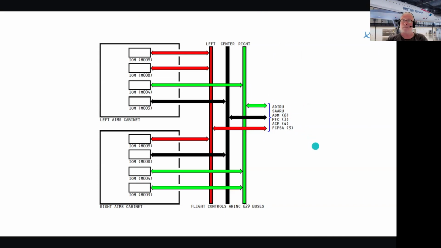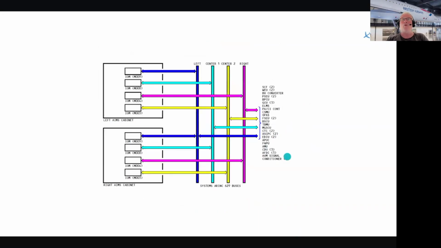That's it, 3 cables. Similarly, for all the aircraft systems on the 777, we have 4 data buses. Sorry, 4 twisted cables, data buses, that run the length of the aircraft. 2 down the center. They call them center 1 and center 2. 1 on the left-hand side that goes out to the wing as well, and 1 on the right-hand side that goes out to the wing as well. And that's it. 4 data buses that all these computers connect to.